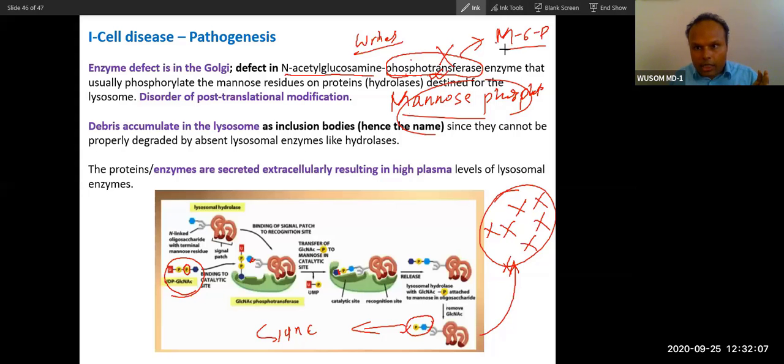So this is the address. Mannose 6-phosphate is the address. That address carries this protein to the lysosome. But if this address is missing, this protein will not enter. And the address is written by this enzyme. You can see this enzyme written here.